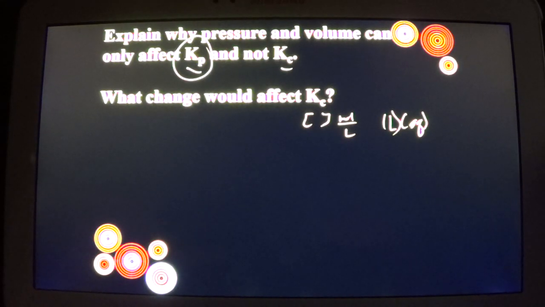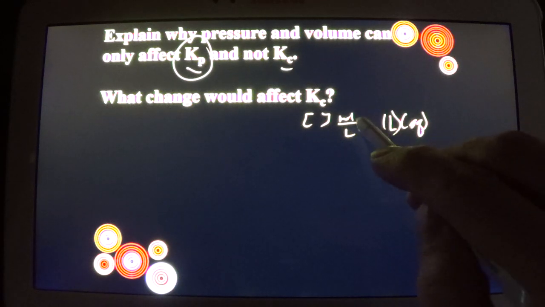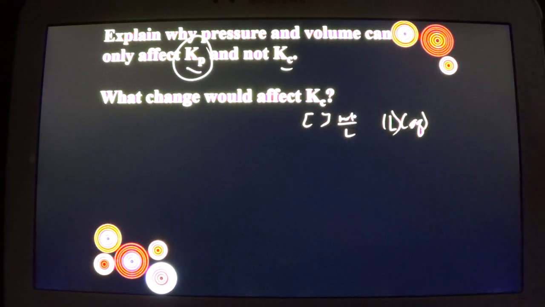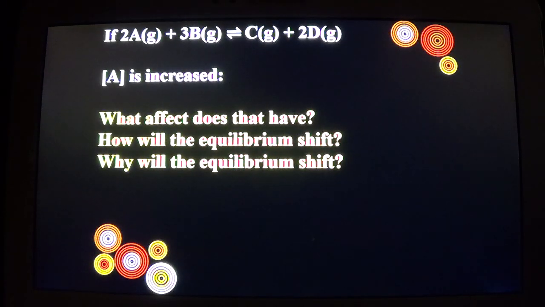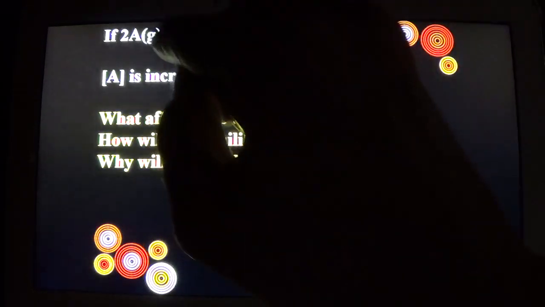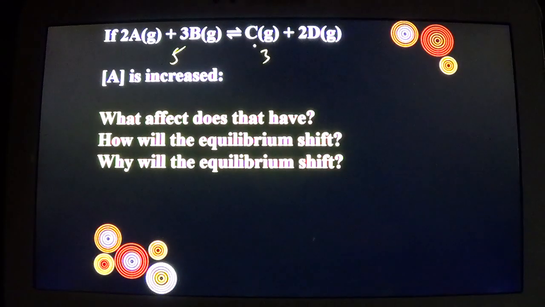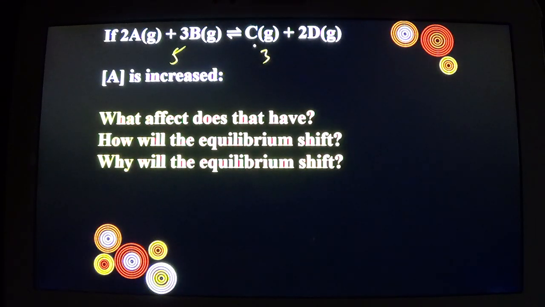Okay. What changes would affect Kc? Well, anything that would affect moles or liters could affect Kc, absolutely. Let's try some. Here's my same reaction. Check it out, I've got my gases. I still have 5 on this side, I still have 3 on that side. That really is not important anymore. But my concentration of A is increased. What effect will this have?